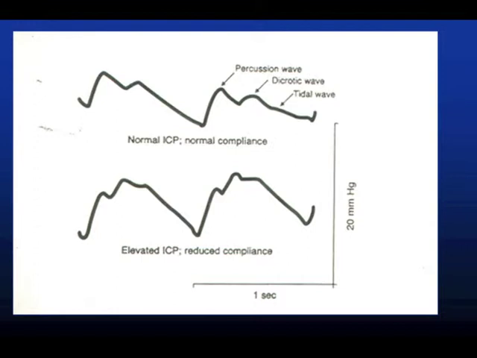Normally, the initial P1, or percussion wave, is the highest amplitude. The dicrotic wave is created by closure of the aortic valve and a little wave of back pressure into the intracranial vault. And then there's a tidal wave, which is a third reflection from the systemic circulation. For reasons that we don't entirely understand, as the compliance goes down, the P2, as illustrated here, now becomes higher in amplitude than the P1.